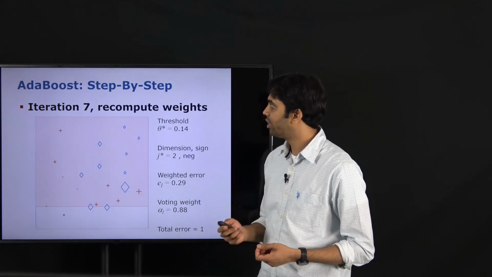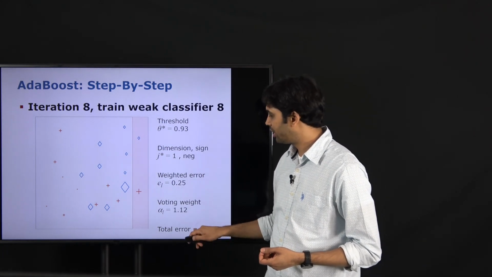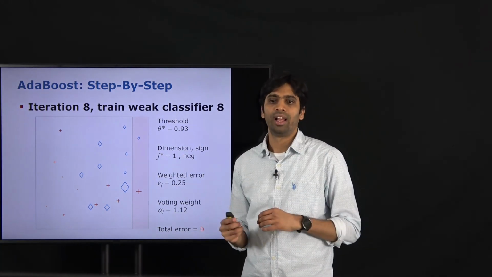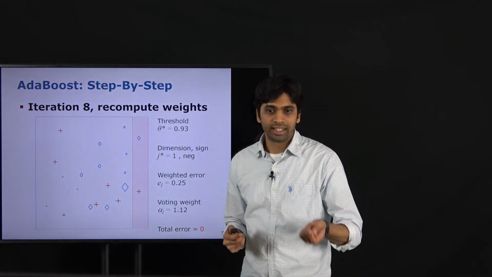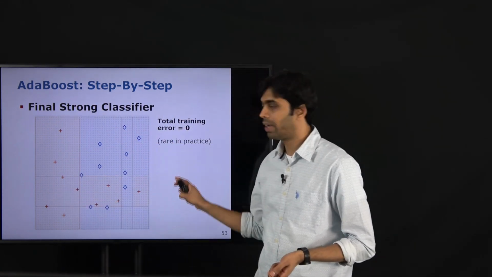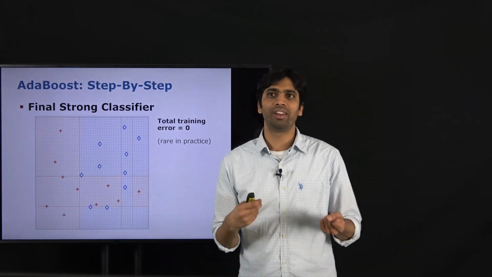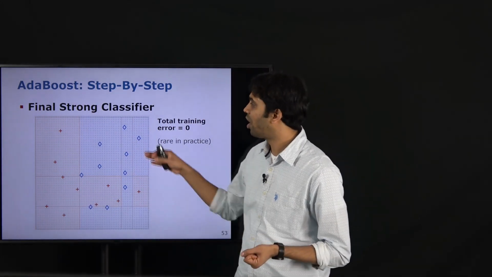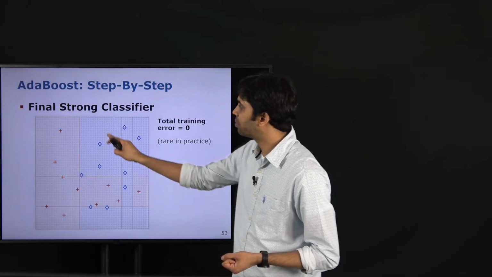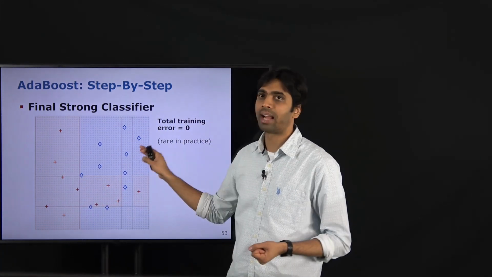So we have 7, recompute, 8. Now we have reached a place where we are making 0 total errors in all. And in the end, what we can end up with is this kind of partition of the space where each individual decision stump was not particularly great, but overall when put together, at least in this example, you are now able to break the space exactly into the regions which fall into the pluses and the diamonds.